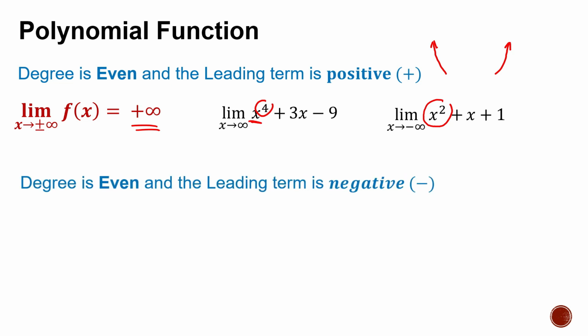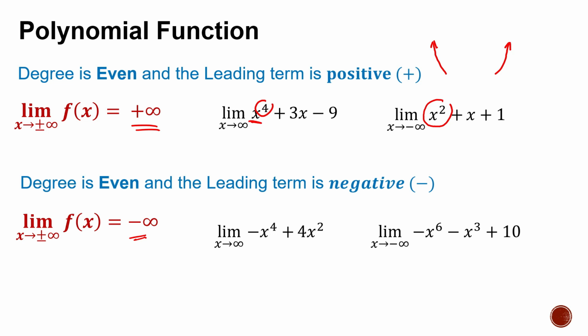Now, what if the degree is even and the leading term is negative? The limit of that function is equal to negative infinity. For example, we have negative x raised to 4 plus 4x squared. So the limit of that function as x approaches positive infinity is negative infinity. Another example is this. Here again, the degree is 6, that's even, but the leading term is negative. See that? And the limit of that function as x approaches negative infinity is still negative infinity.